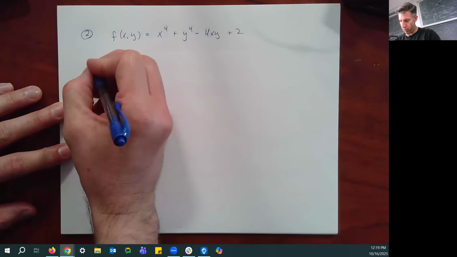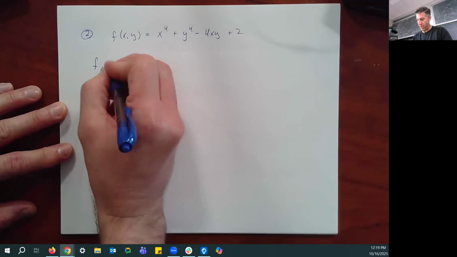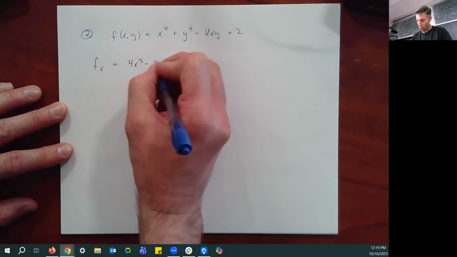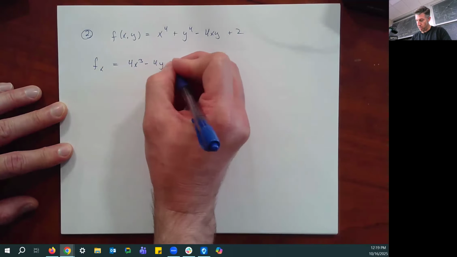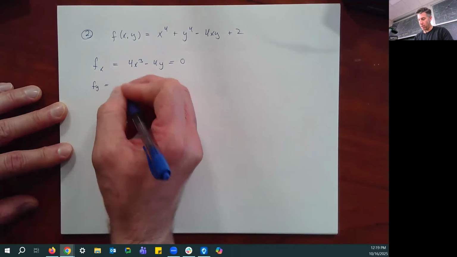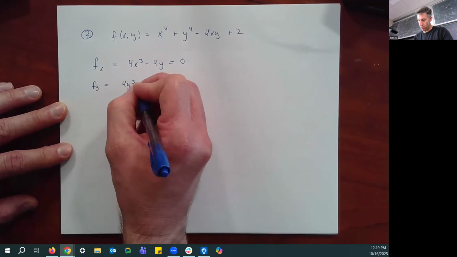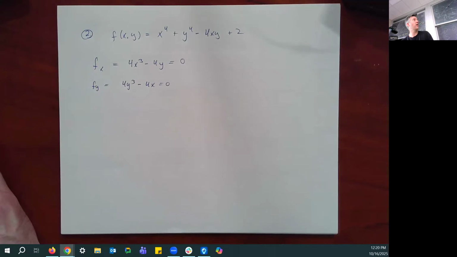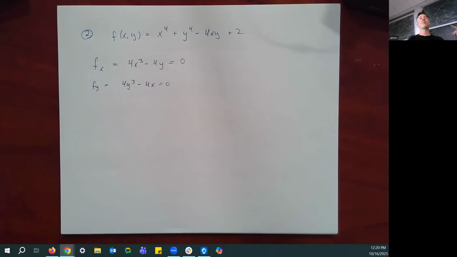So we're going to find our critical points. So we're going to find our fx. It's going to be 4x cubed minus 4y equal to 0. And fy should look similar. It's going to be 4y cubed minus 4x equal to 0. So here, we're not just immediately getting an x value and a y value. We're actually going to have to do a little bit more work to figure out what points make both of these equations equal to 0 at the same x and y coordinate.